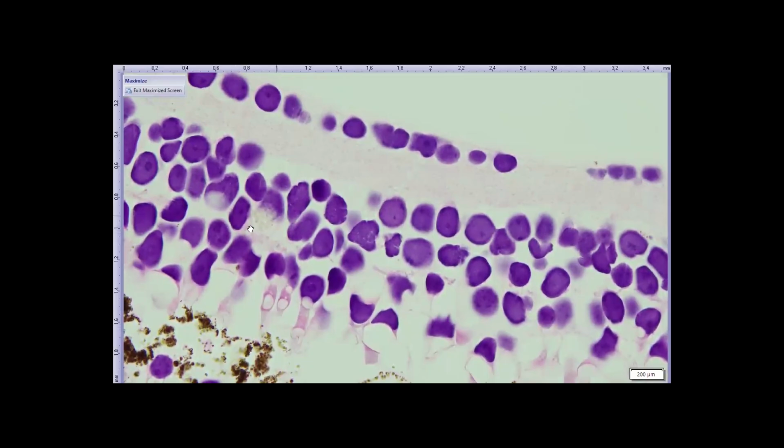What's this? You tell. Okay. It's an interesting structure in the.